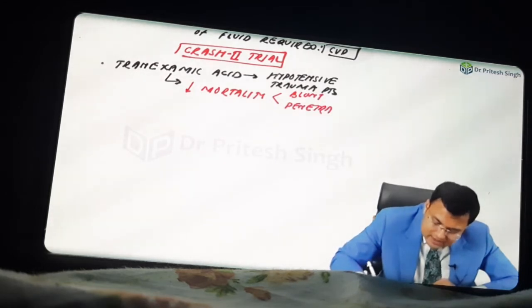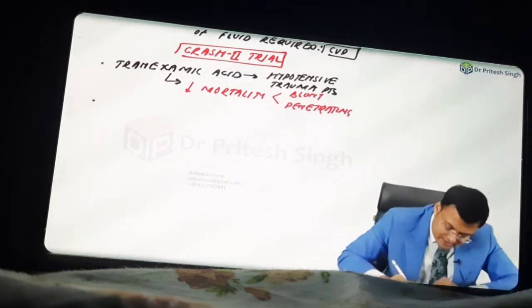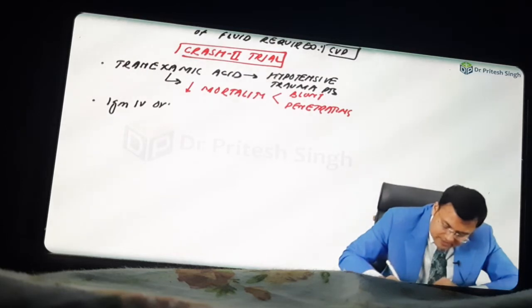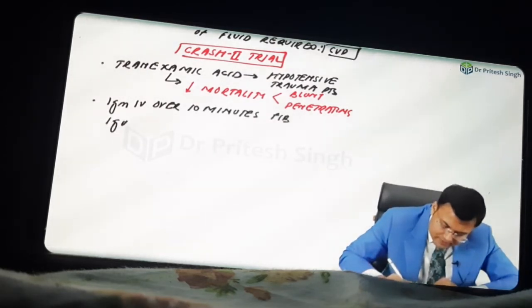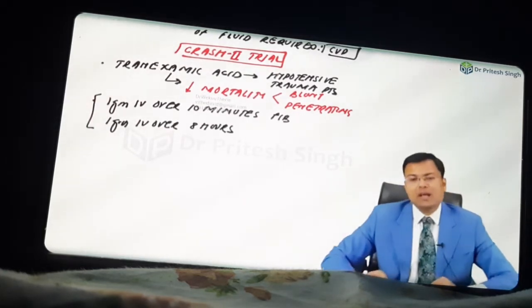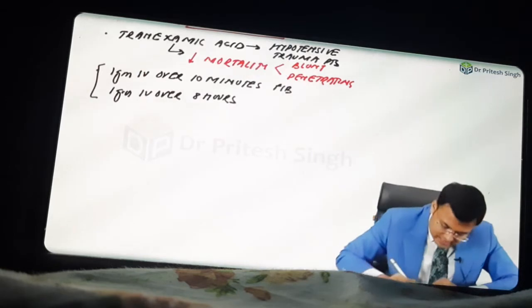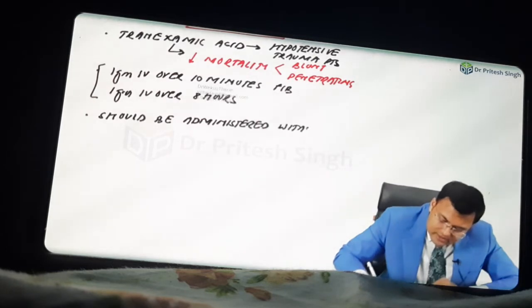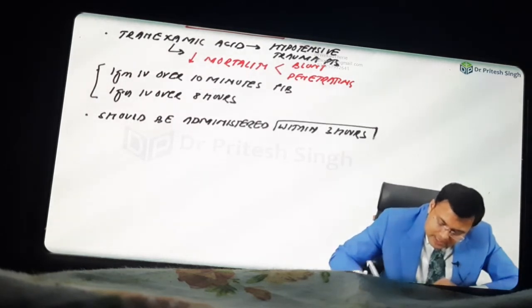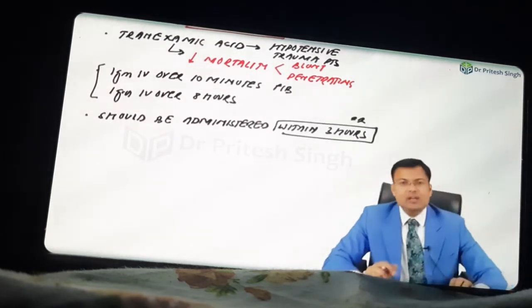The question which will be asked will be about the dose. So how much dose is given? We give 1 gram IV over 10 minutes, followed by 1 gram IV over 8 hours. And it should be given within 3 hours of injury. These are the probable questions about the CRASH 2 trial.